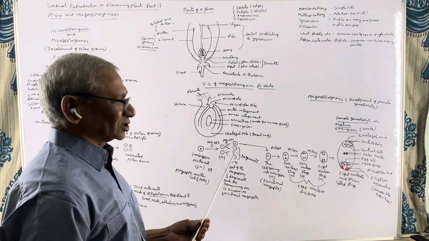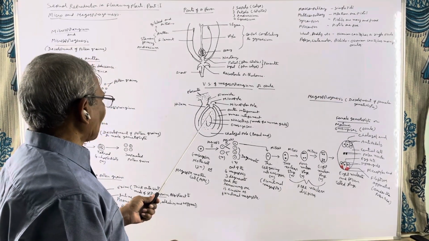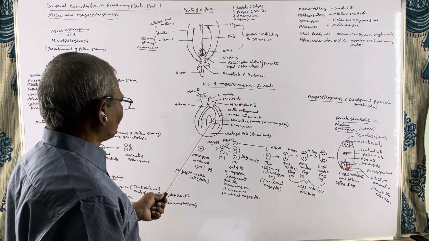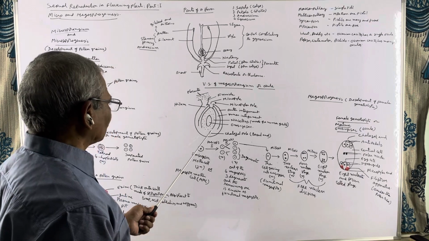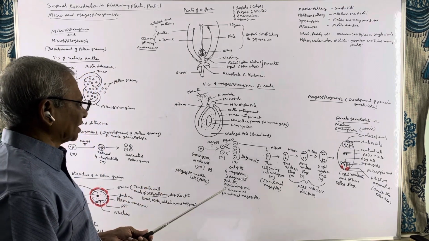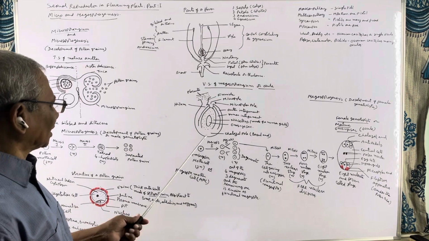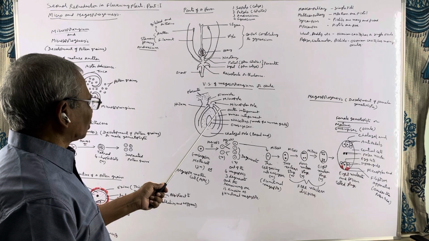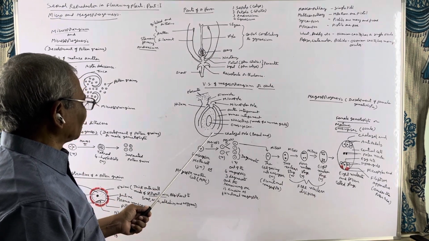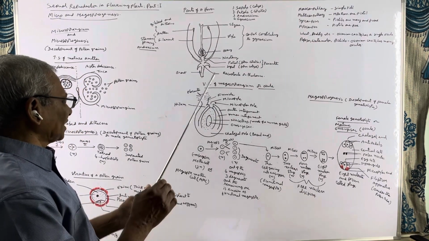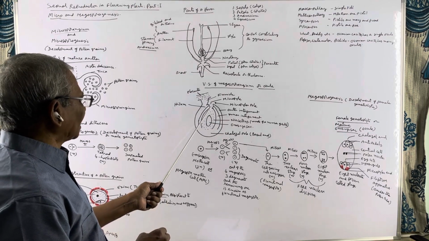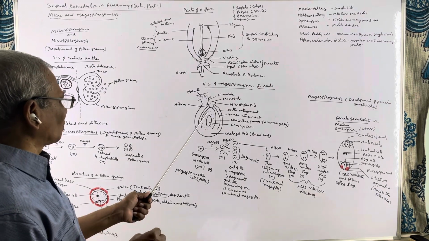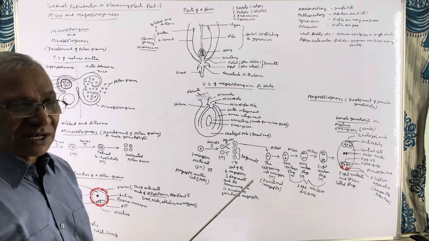Megasporogenesis means formation of ovules. In the center of the ovisac, we find cells constituting nucellus. Nucellus is made of a number of cells. This nucellus is surrounded by two integuments. This outer integument, this is the inner integument. These two integuments surround the nucellus, and at one point they leave a small opening. That opening is known as the micropyle.